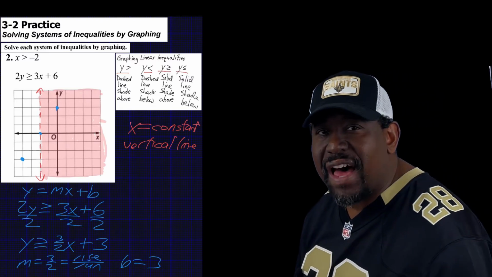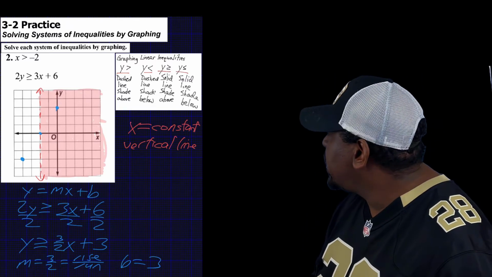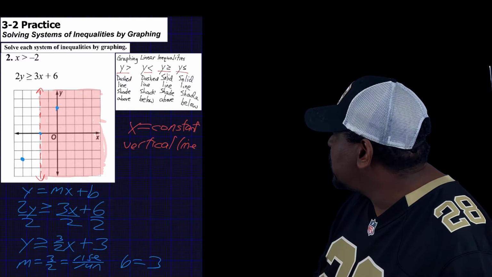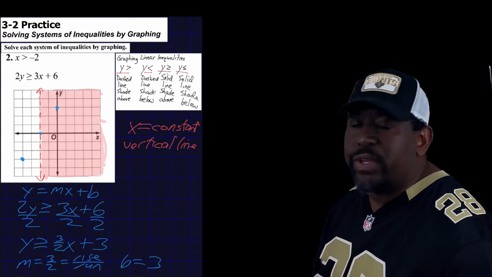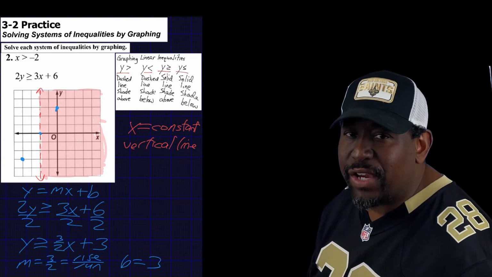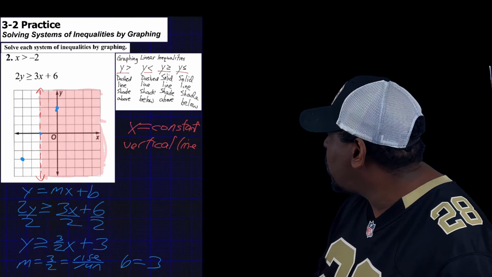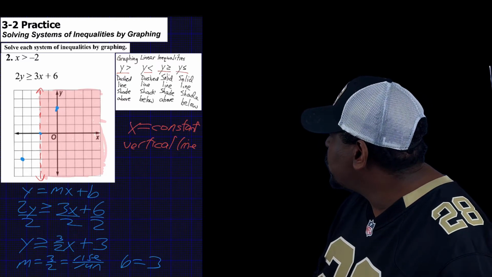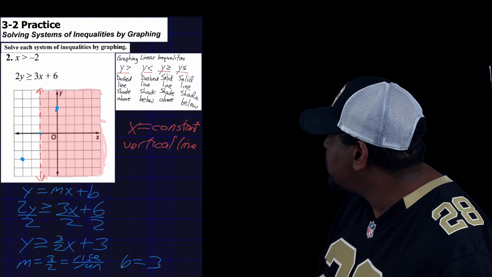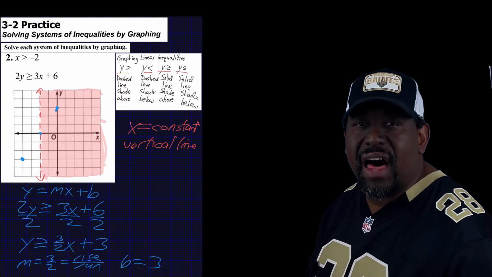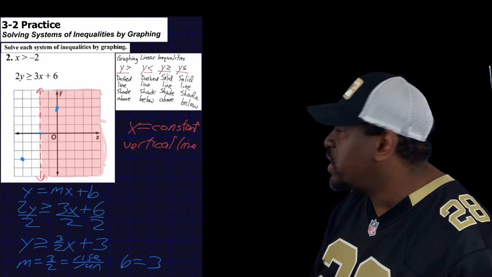Since we know it's a solid line, we're going to draw a solid line connecting those 3 points, and that will be our equality, our equation, but then we have to shade to determine the inequality. So at this point, we're going to connect those points using a solid line, because again, we include the equal sign.